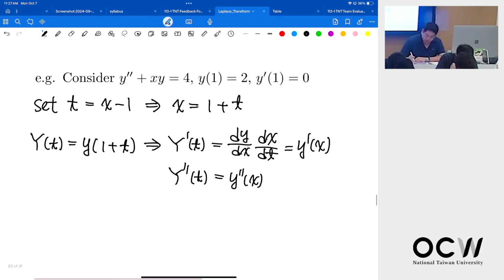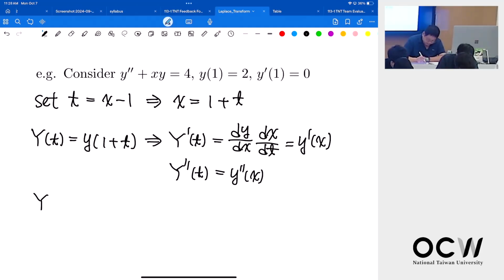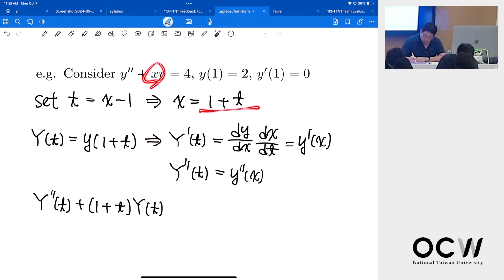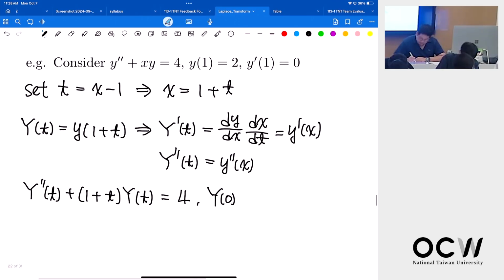So we change the original equation into this capital Y function: Y double prime plus Y of 1 plus t, Y of t, because now your x becomes 1 plus t. That's 4. And then of course our initial conditions will be Y of 0 and Y prime of 0.